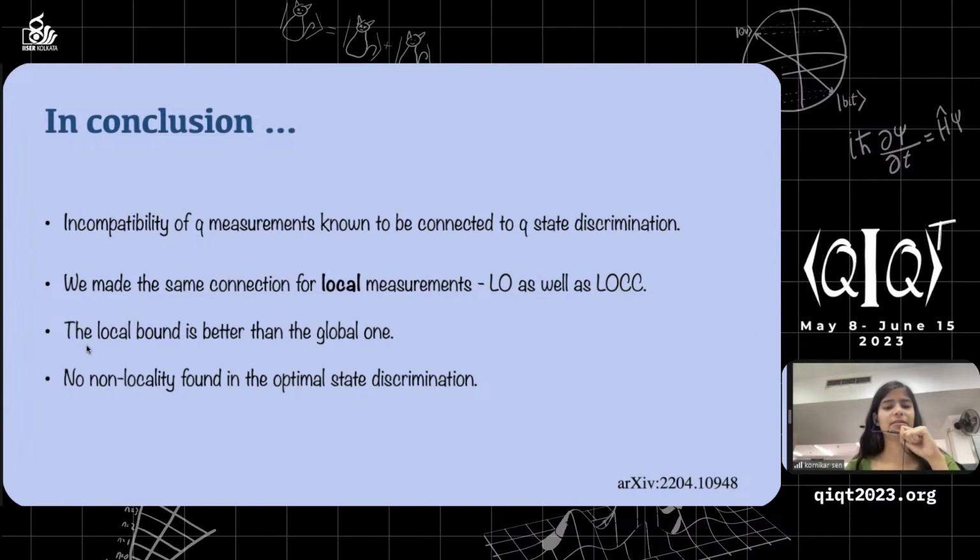Then we found that the local bound is better than the global one, and no non-locality is found in the optimal state discrimination task where these bounds can be reached. You can find more information about this work in this paper.